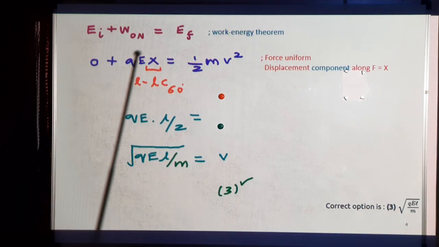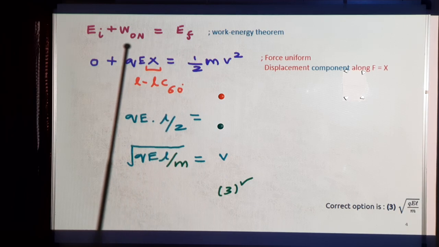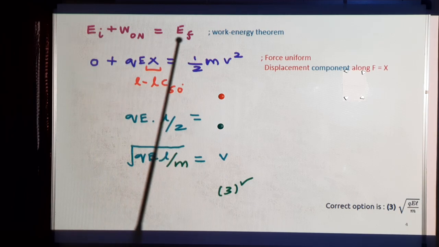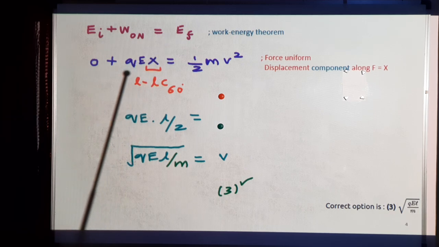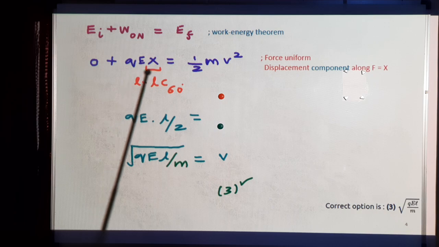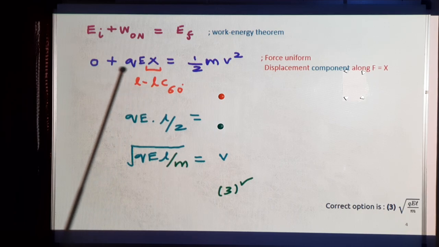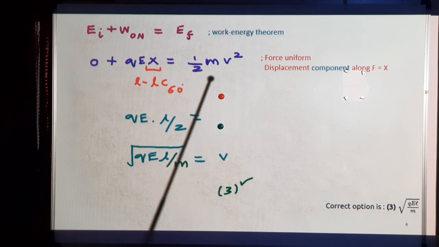So this is what I explained here. This is the work energy theorem. Initial energy equals final energy, and work done on the system will add to the initial energy to match with the final energy. So work done on the system is the external force acting, which is the electric field into the charge, into the total displacement. It's a uniform force, and the total displacement is L minus L cos 60. And the final energy is the kinetic energy, half m v square. From this we get the velocity as this one.